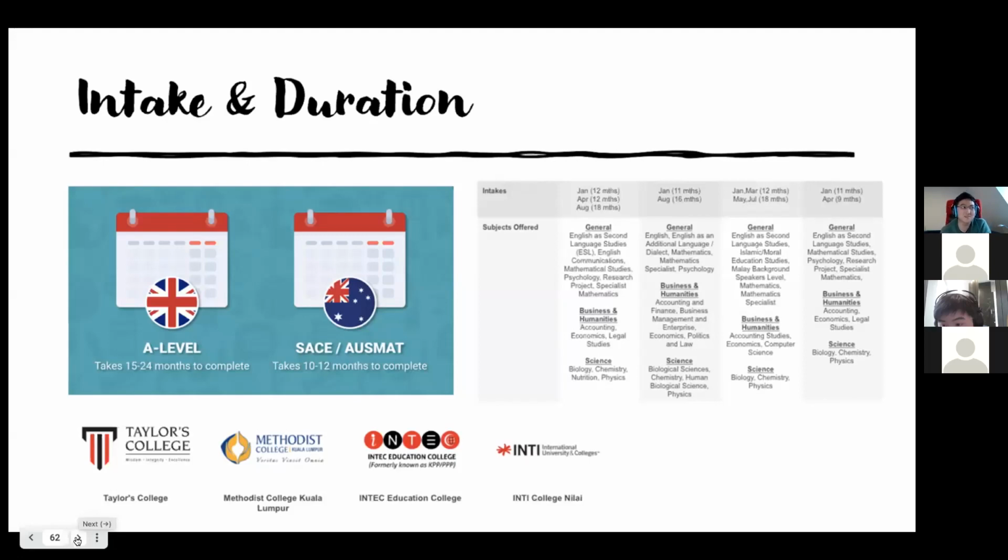Yeah, I did my AUSMAT in Sunway. The intakes were basically January, March, but now changed to April because SPM was delayed, July, and also August, if I'm not mistaken. And the period is usually between 10 to 12 months.